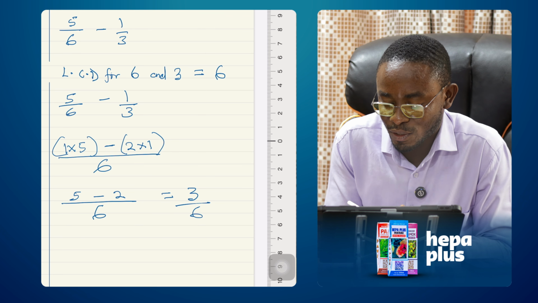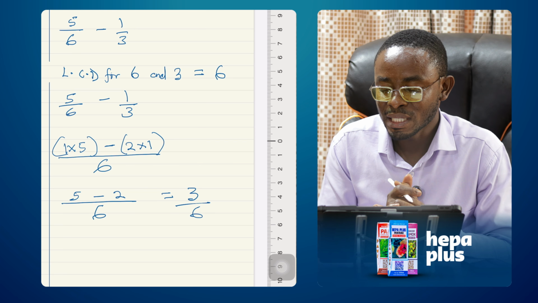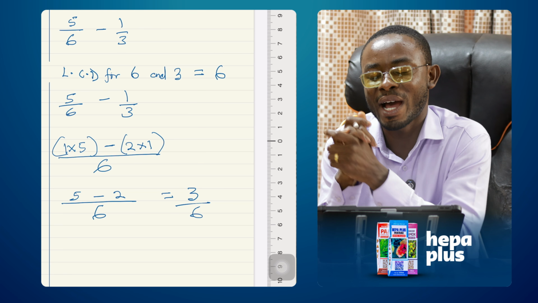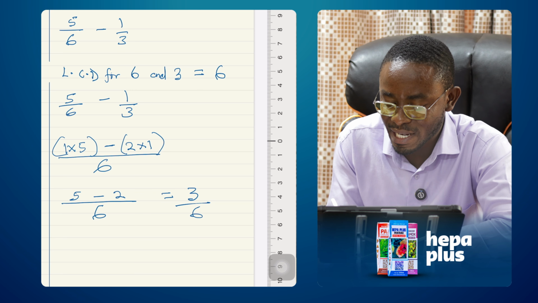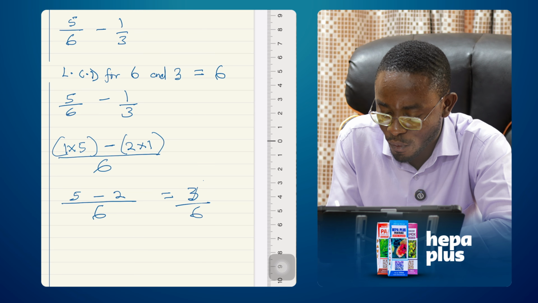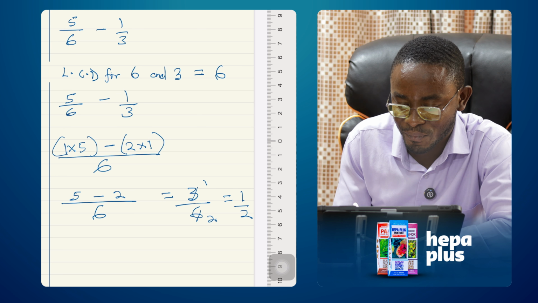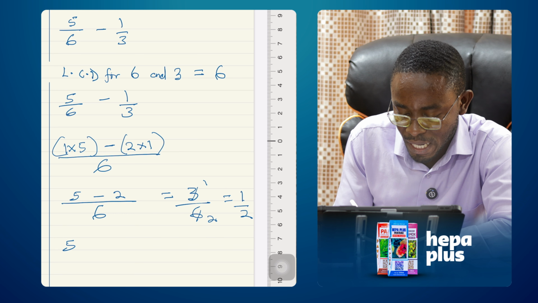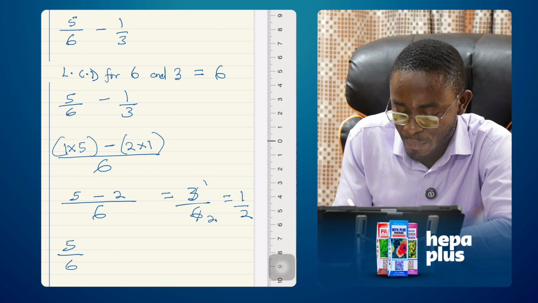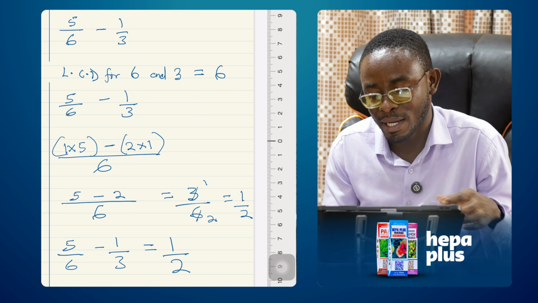You can also ask yourself, can 3 divide 6? Yes. 3 can simply go into itself once and go into 6 twice, leaving us 1 on 2. So the answer for 5 over 6 minus 1 over 3 is 1 over 2 or 1 on 2.